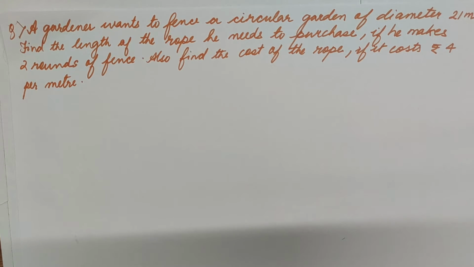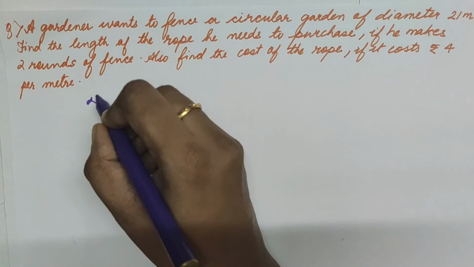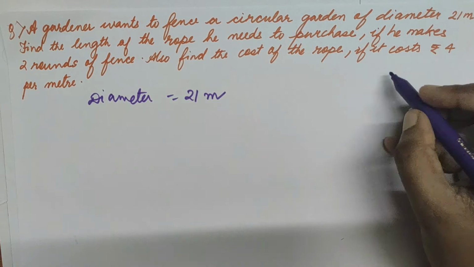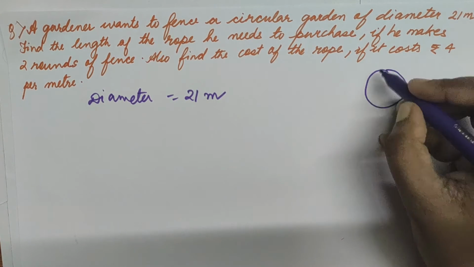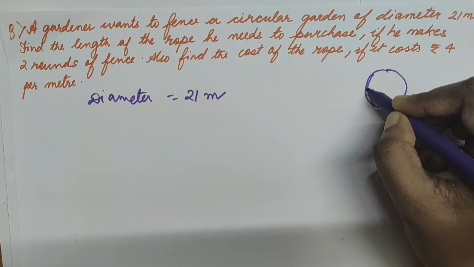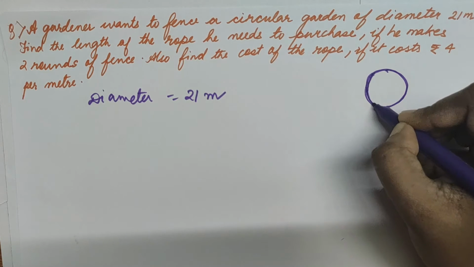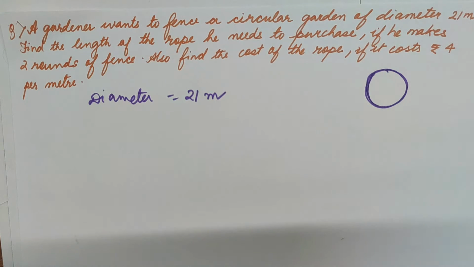That is, the diameter of the circular field is known to us. The garden is 21 meter wide, or the diameter is 21 meter. I'll just show you the rough diagram of this. This is the circular garden, suppose, and he wants to put a fence. Obviously, putting a fence means he needs to calculate the circumference so that he can know how much wire will be required.